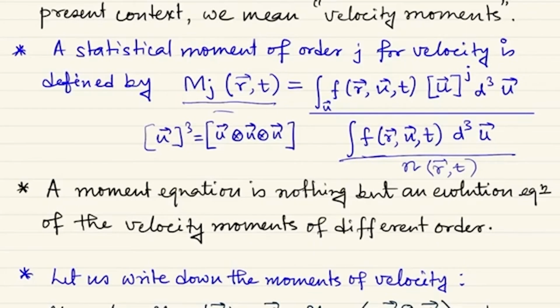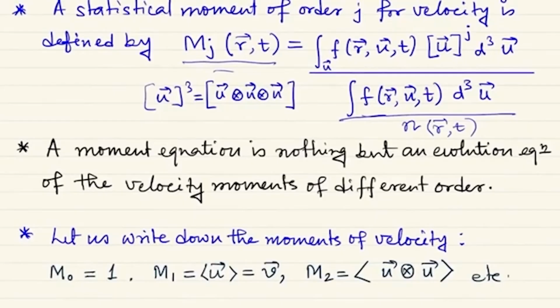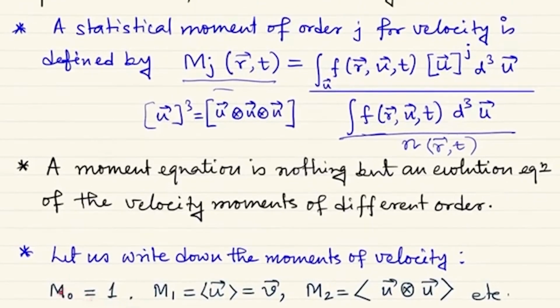Now let us write down the proper definitions of different moments of the velocity. For m_0, you can easily understand that this is simply u to the power 0, that will be 1. Both the numerator and the denominator will be the number density, so this will be 1. When I say 1, you can actually use any arbitrary constant instead of 1.